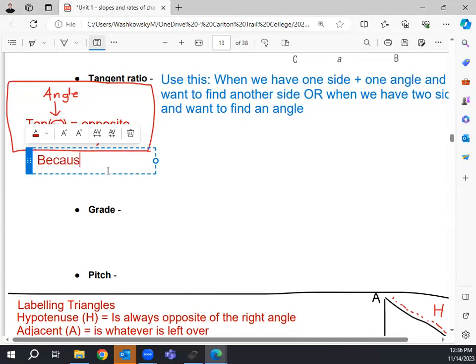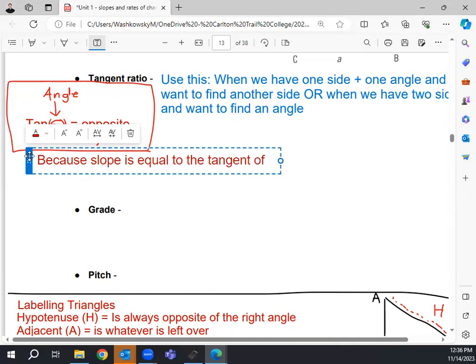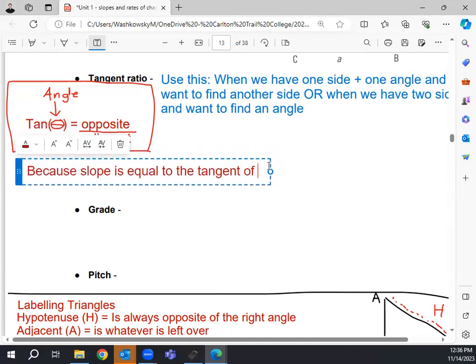Because slope is equal to the tangent, this is on page 12. So this is just a note for our tangent ratio up here. And this is what's used for grade.